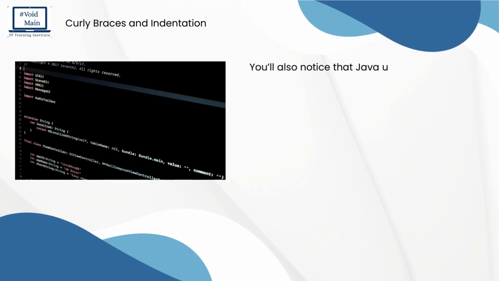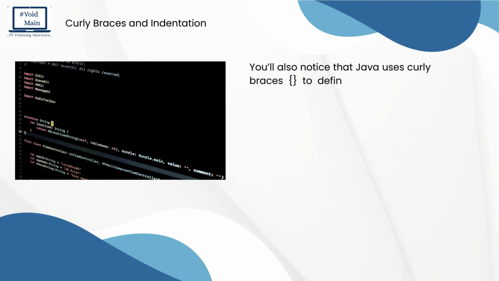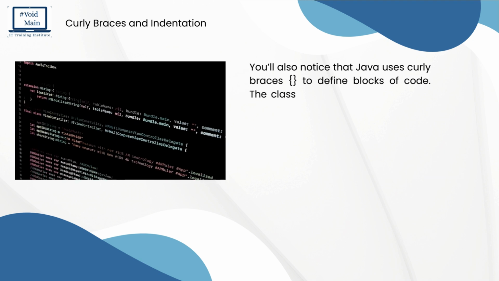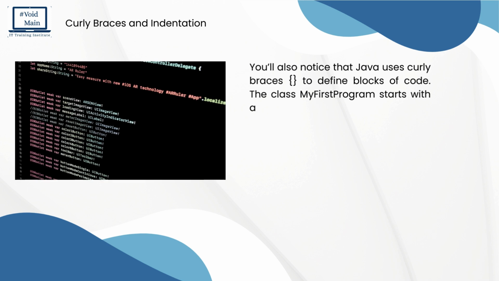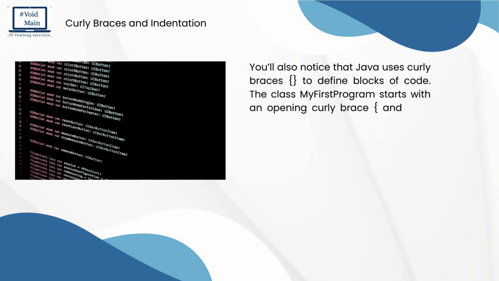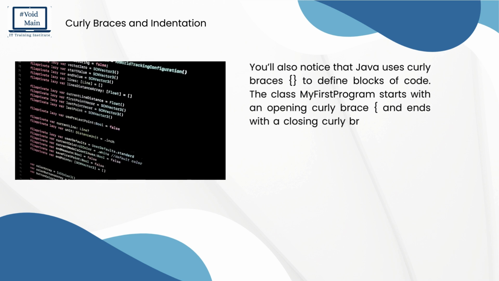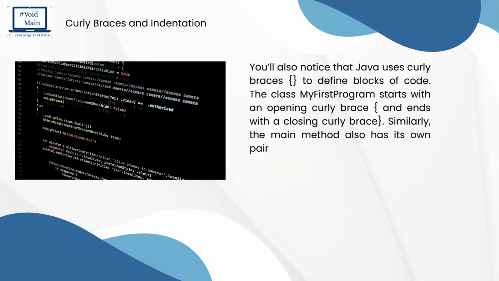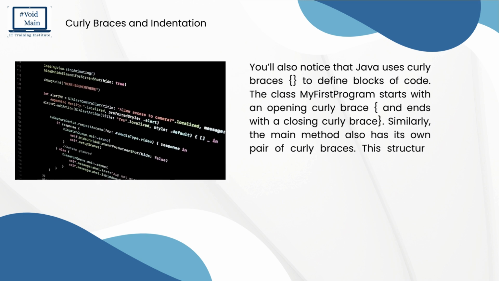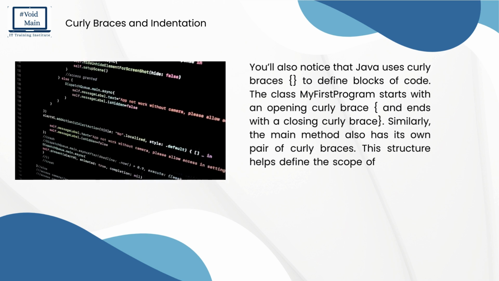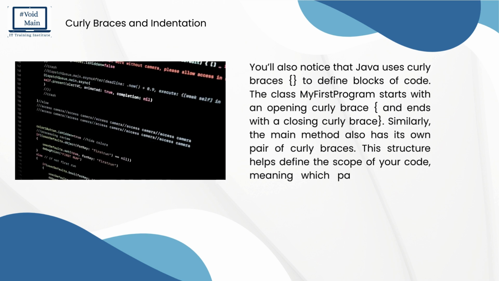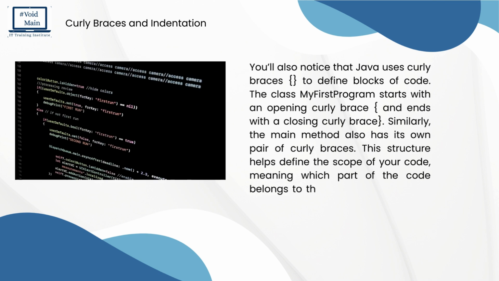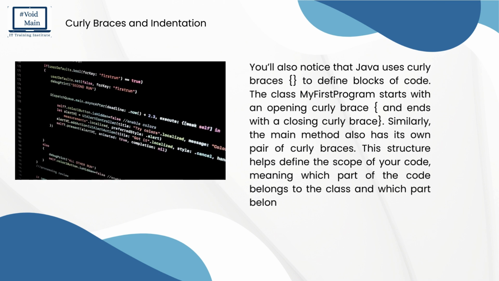You will also notice that Java uses curly braces to define blocks of code. The class MyFirstProgram starts with an opening curly brace and ends with a closing curly brace. Similarly, the main method also has its own pair of curly braces. This structure helps define the scope of your code, meaning which part of the code belongs to the class and which part belongs to the method.